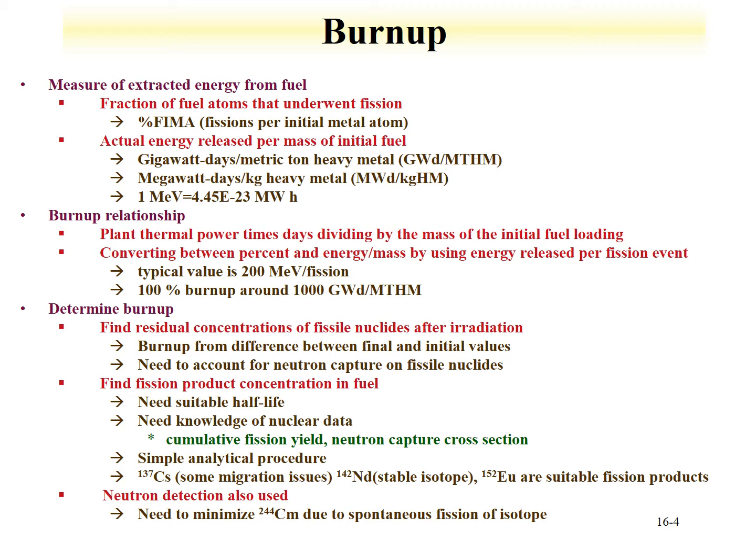As we discussed earlier in the lectures on reactors, burnup is an important measurement, and it is basically used as a way to determine how much energy is extracted from the fuel. It could be in terms of the percentage of the atoms that underwent fission, which is often done for fast reactors, or the actual energy release per mass of the initial fuel, which is done for light water reactors, and you get measurements in gigawatt days per metric ton or megawatt days per kilogram, and the units are shown here. A relationship between these is 1 MeV is equal to 4 times 10 to the minus 23rd megawatt hours.